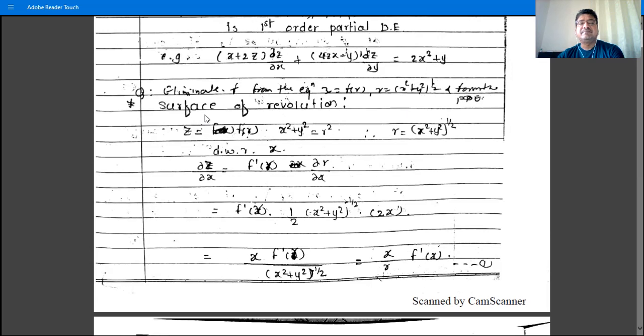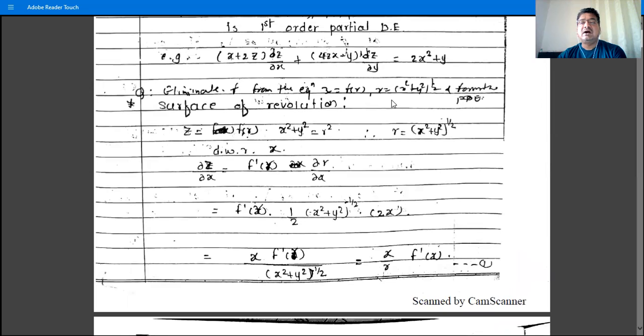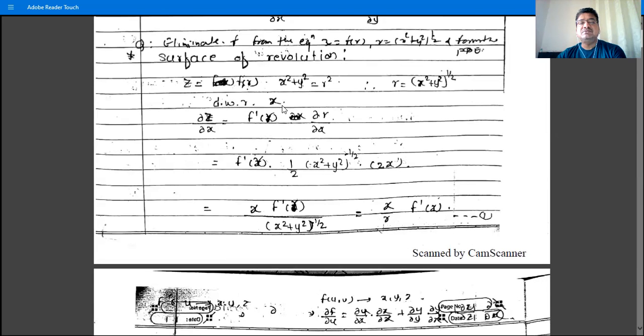Z is equal to f(r). So z is equal to f(r), and r is what? R is root x² + y² raised to half, means r² is what? x² + y². So differentiate with respect to x, ∂z/∂x is what? f'(r). So differentiate this z is equal to f(r) with respect to x. So we have ∂z/∂x is f'(r) ∂r/∂x, because this function f(r) is the function of r, and we have to differentiate with respect to x. So multiply by ∂r/∂x.